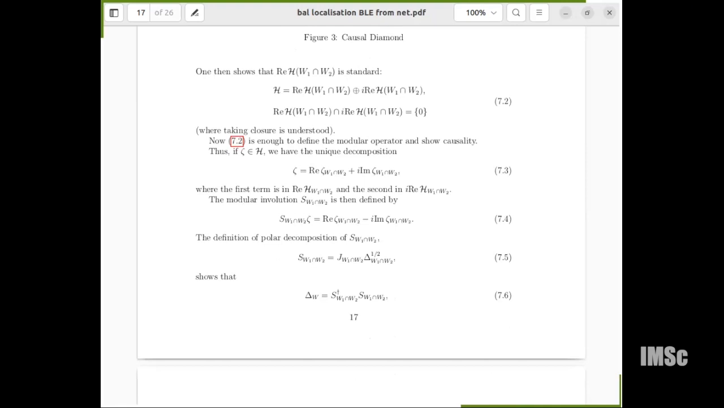So you can go on doing this. There is a theorem that by intersecting these regular wedges, you will generate all possible localizable regions, and they will generate the full Minkowski space with these diamonds populating all over the place in four dimensions.